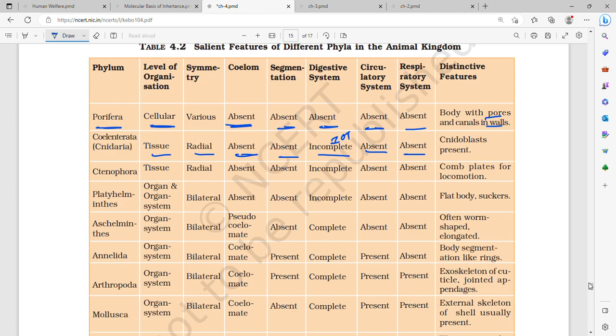Then Ctenophora, again tissue level of organization, symmetry radial. They are exclusively marine. They do not have a coelom. Segmentation is not there. Digestive system again incomplete, only one opening. Circulatory system is not there. Respiratory system is not there.